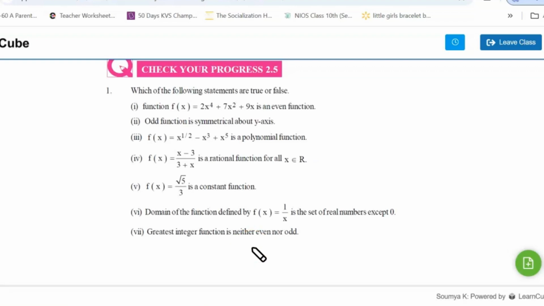In this video we will be covering the topic Check Your Progress 2.5 from the lesson Relations and Functions.